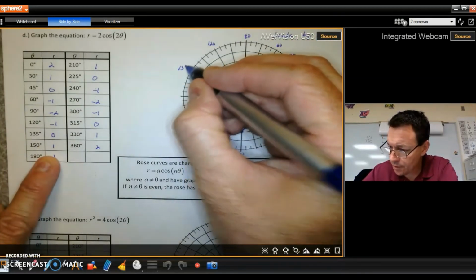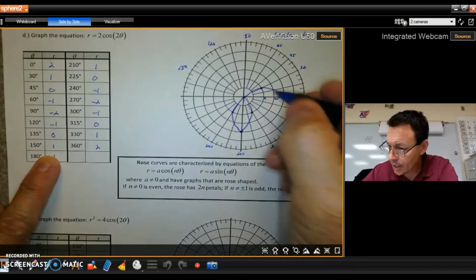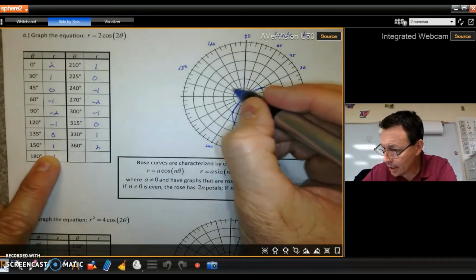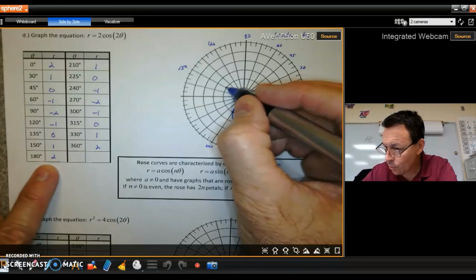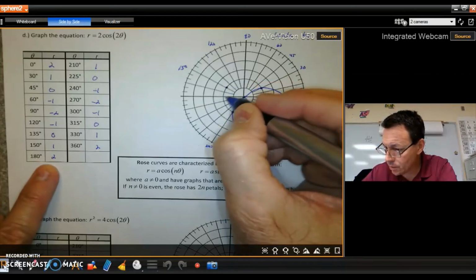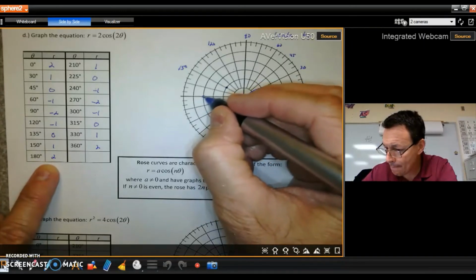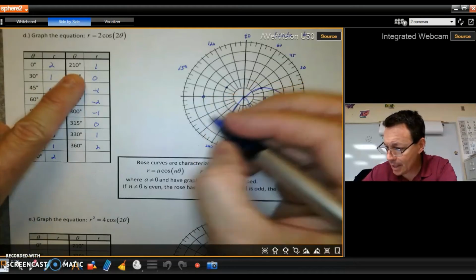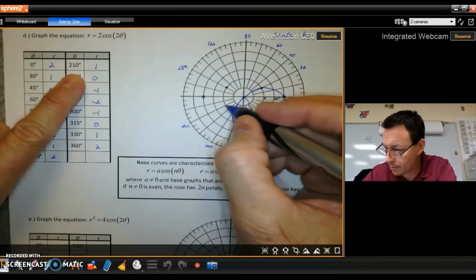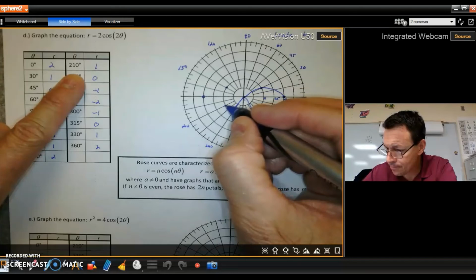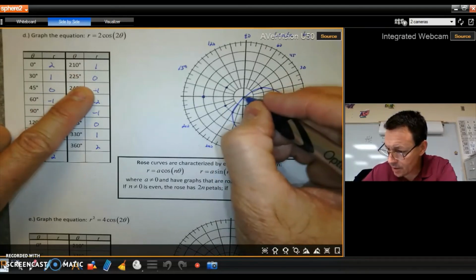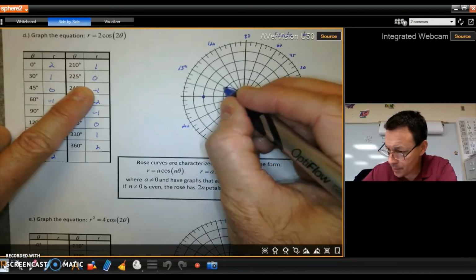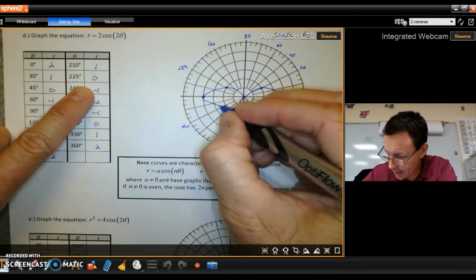At 150, here's 150. I should be at 1. So a half, 1. At 180, I should be at 2. So 1, 2, 3, 4. At 210, I'm back to 1. Here's 210. So I'm back to 1. And then I'm back to 0. So this graph goes up and around and then goes back.